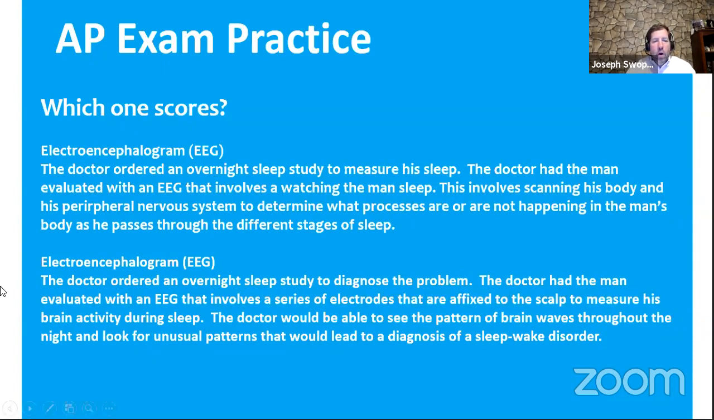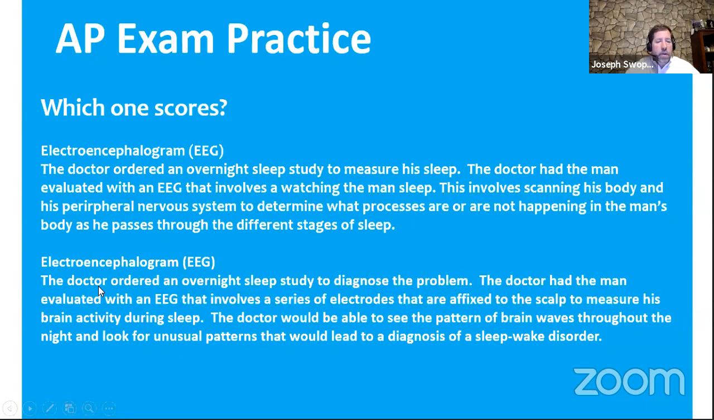The doctor ordered an overnight sleep study to measure his sleep. The doctor had the man evaluated with an EEG that involves watching the man sleep. This involves scanning his body and his peripheral nervous system to determine which processes are or are not happening in the man's body as he passes through different stages of sleep. Okay, that is a response to the particular section of the FRQ.